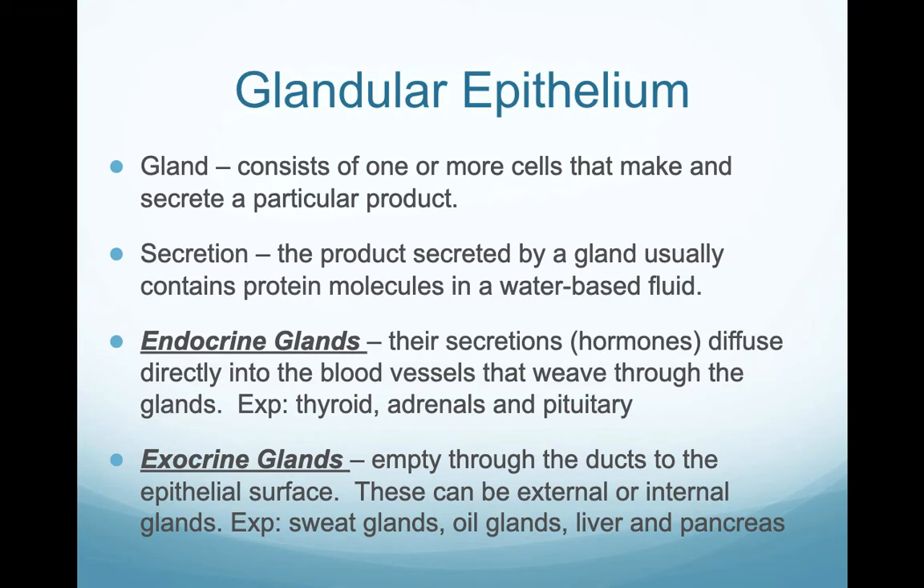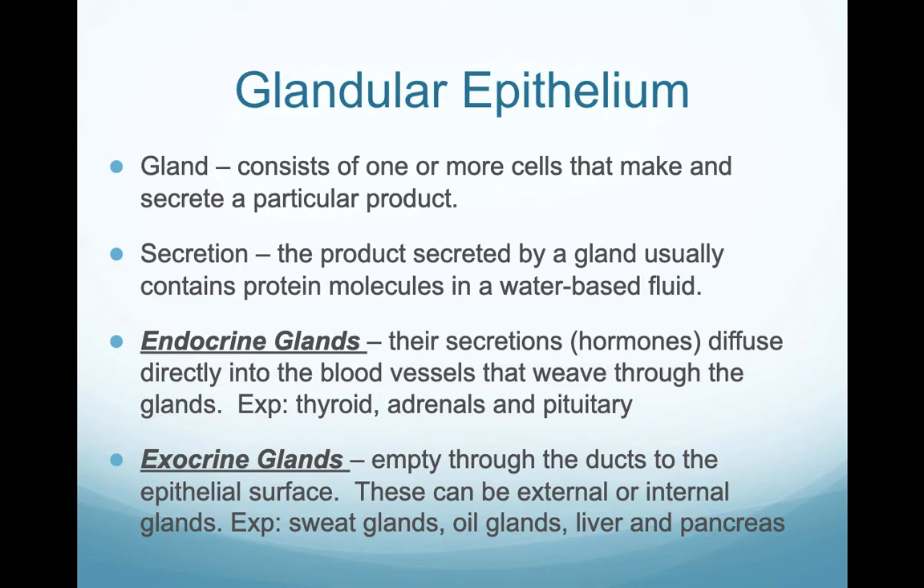And you actually have 2 types of glands. This is extremely important, so make sure you know these. Endocrine glands release secretions such as hormones into the blood supply, and then it goes floating around. So endocrine, these are your hormones.